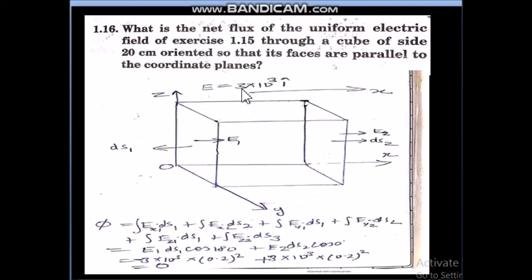So the electric field which was given before, that was 3 into 10 raised to power 3 i cap, that means electric field was available only in x direction. Now we have to draw a cube in such a manner that its sides are parallel to the coordinate planes, that means yz plane, xy plane and all that. So it's very simple to draw.